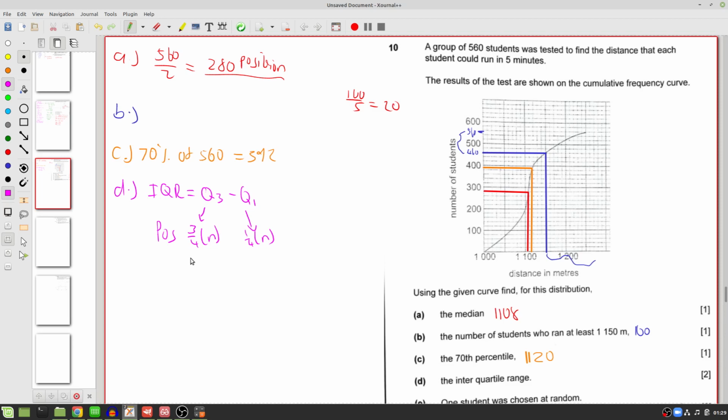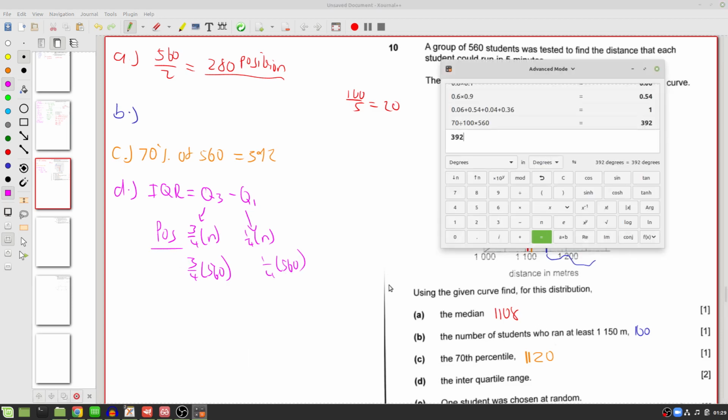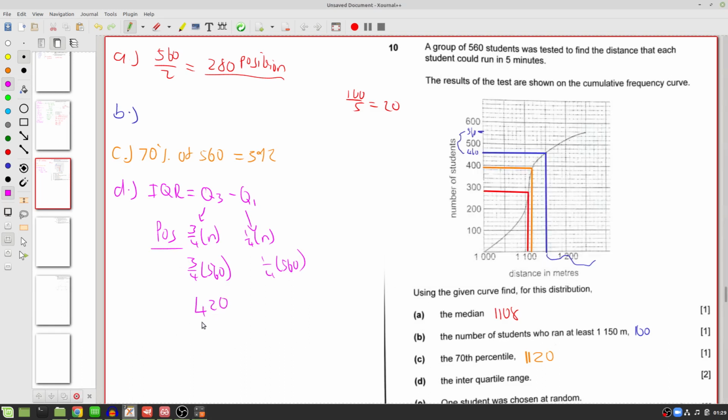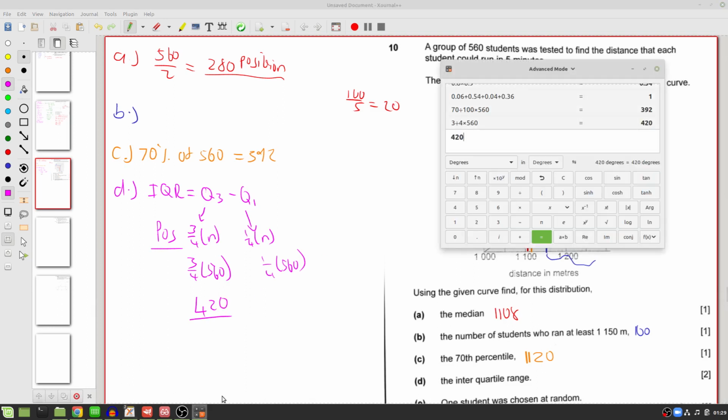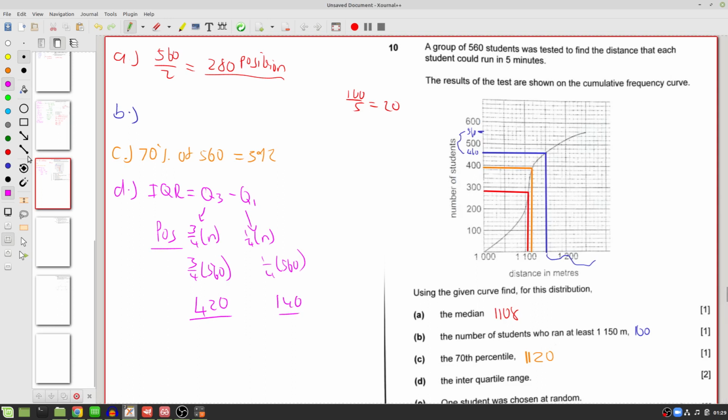So in our case, we've got 3/4 of 560 and 1/4 of 560. Again, this is just the positions. Let's work out those positions. 3/4 of 560 is 420, that's for Q3, and for Q1, 1/4 of 560 is 140. Okay, so those are our positions.